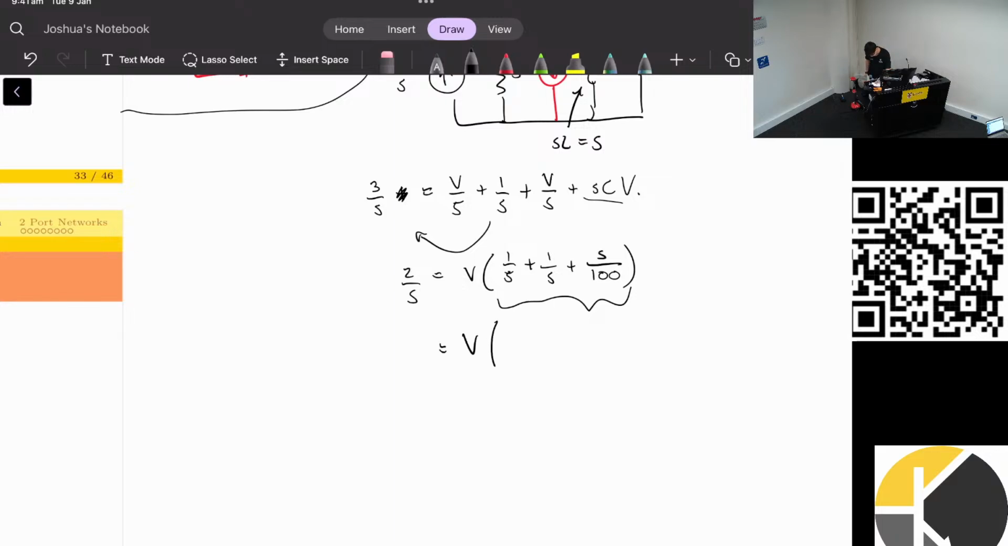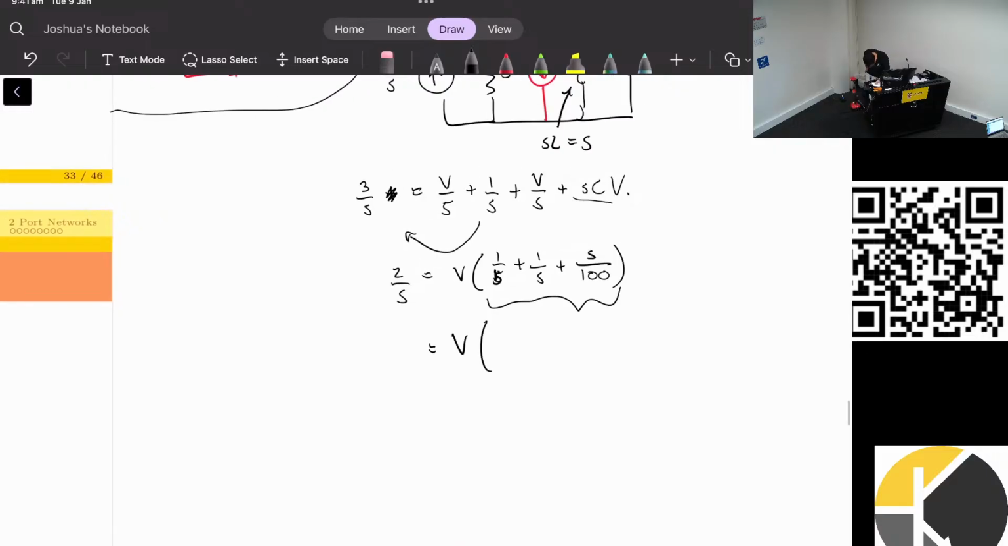Let me simplify that a bit and make it one fraction. So this is V. The common denominator here is 100S. Should make this clear. This is a 5. So I need to times that 5 by 20S to make it 100 on S on 100S. This one needs to times by 100, and this one needs to times by S. Great. So this is the same thing as V on 100S, S squared plus 20S plus 100.